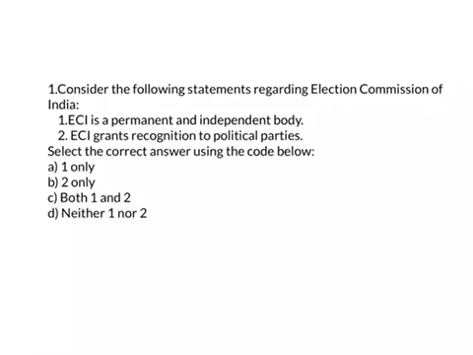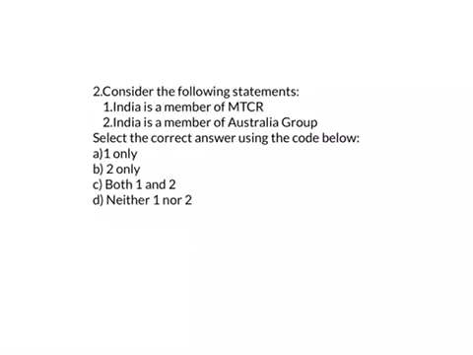Try to answer these questions. The first question is, consider the following statements regarding Election Commission of India. The first option is, Election Commission of India is a permanent and independent body. The second option is, Election Commission of India grants recognition to political parties. The second question is, consider the following statements. The first option is, India is a member of MTCR. The second option is, India is a member of Australia Group.